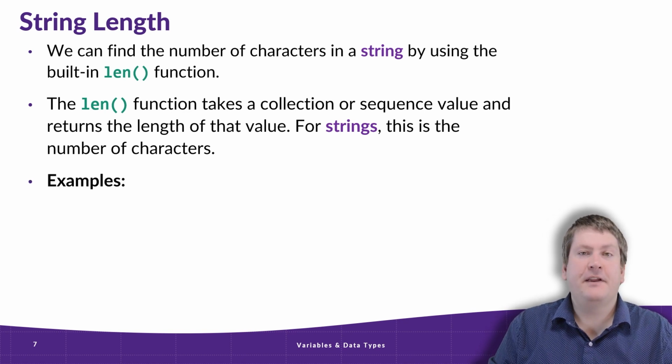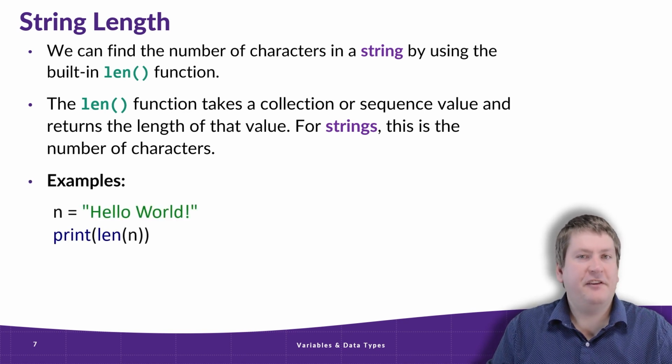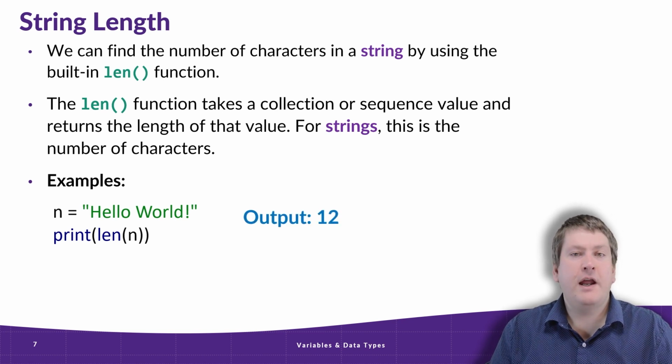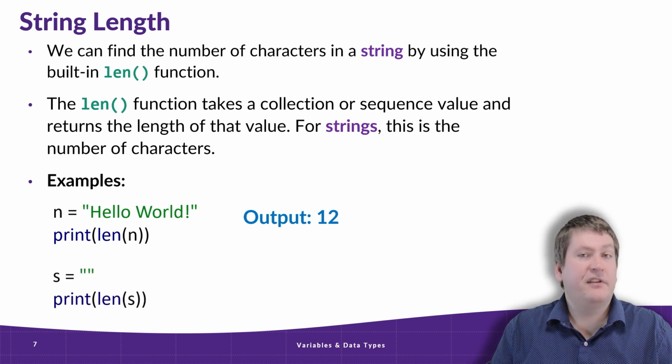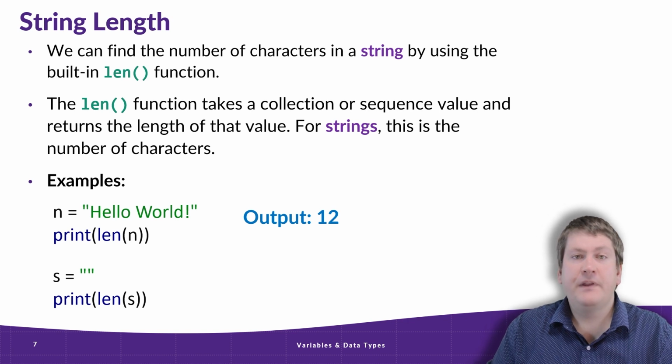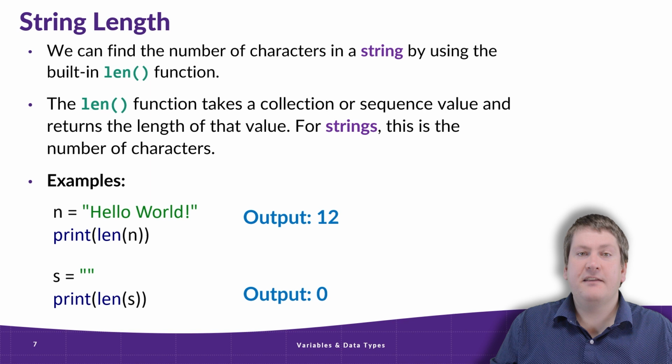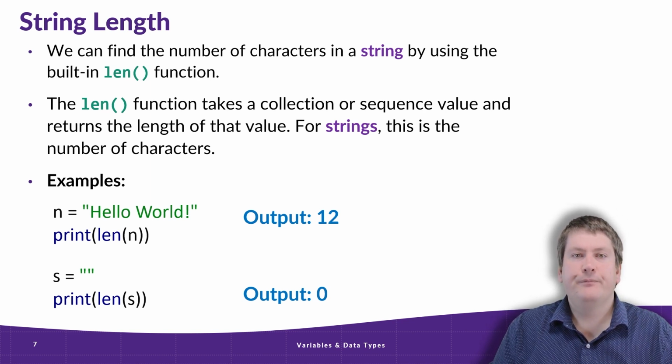Let's take a look at an example. Here we have a string with the text "hello world" with an exclamation mark at the end. The output of this program would be 12, as the string contains 12 characters, including the space and exclamation mark. The second example is a special case of an empty string. This string contains no characters between the double quote marks. The length of this string is simply 0, as it contains no characters.